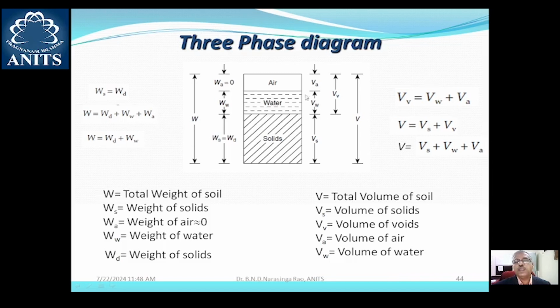Similarly, if you consider the volumes, the total volume of soil is the sum of volume of solids and volume of voids, and the volume of voids is the sum of volume of water and volume of air. Therefore, if you substitute VV equal to VW plus VA, then the total volume is equal to VS plus VW plus VA. So this three-phase diagram forms a very fundamental, important thing to remember and understand, to understand the physical properties of soil and the interrelationships between the physical properties.